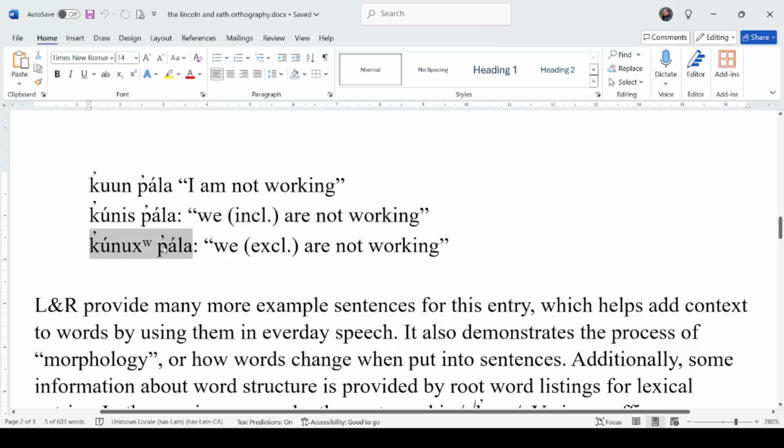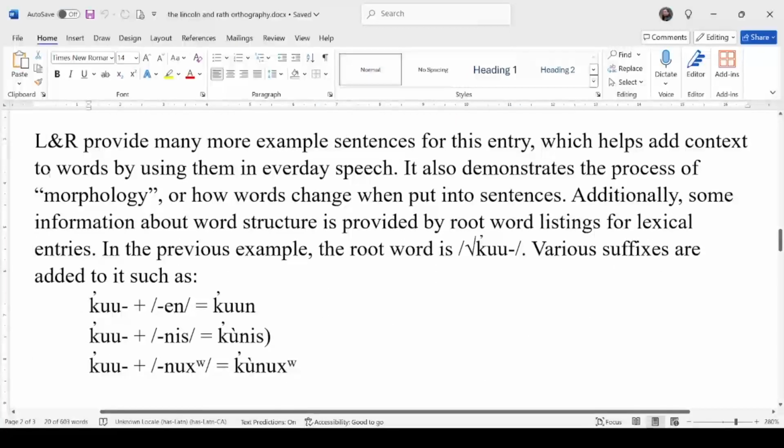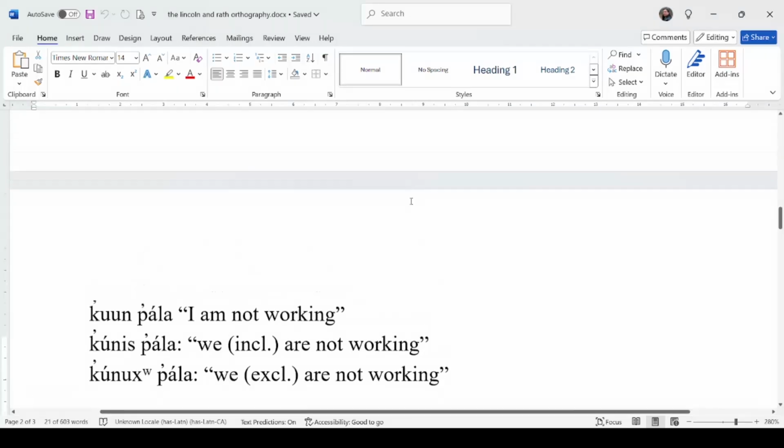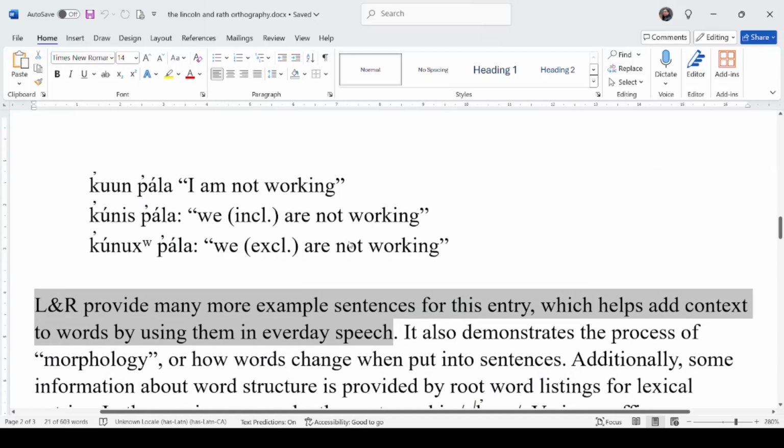Another example sentence. Kyunu spala, which means we, exclusive, are not working. So you're not including the person that you're speaking to. So everybody here except you are not working. So that's really helpful to have some examples of the word Q. Lincoln Rath provide many more example sentences for this entry, which helps add context to words by using them in everyday speech. So you're seeing the word Q being used in a practical manner.